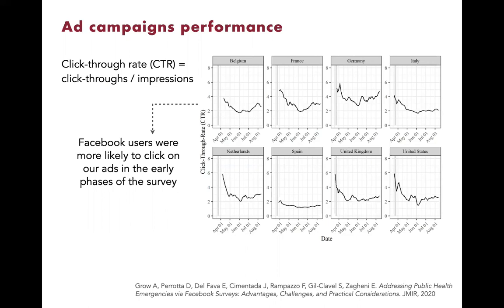So here, for example, we see a clear trend over time. The click-through rate was initially high across all countries, and then it decreased before ultimately increasing again. This means that, for example, in the early phases of our survey, in March, beginning of April, Facebook users were more likely to click on our ads than in later phases.